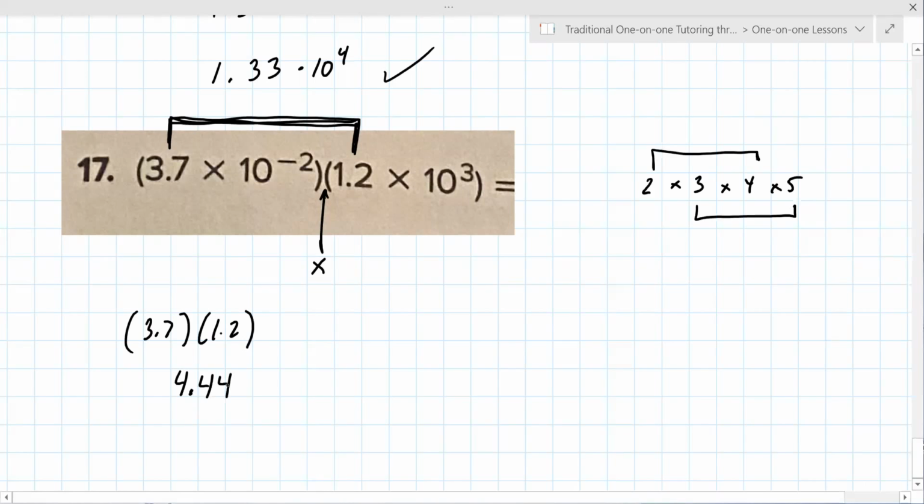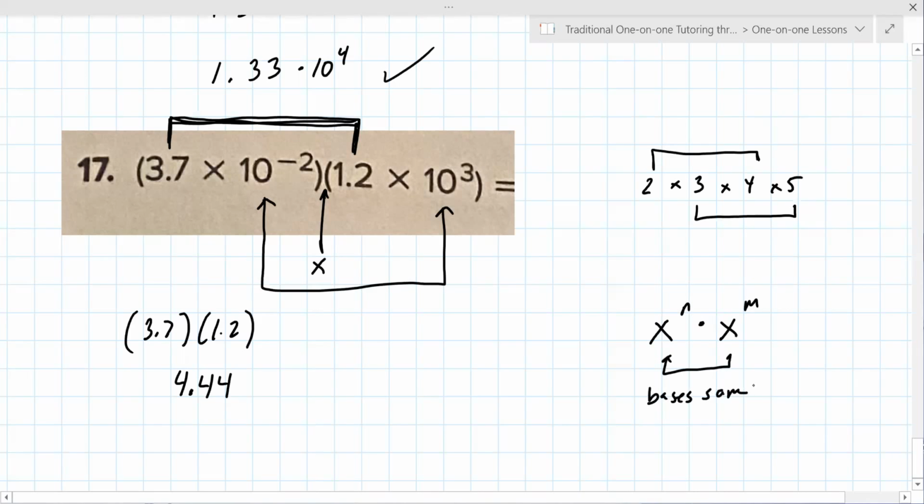I'm doing it on my computer. Okay, well, it's 4.44. Good. Now these here, this is the harder part. So you have 10 to the minus 2 and 10 to the 3. So we learned about some rules last time. We talked about if you have x to the n times x to the m. And what this means is that the bases are the same. When the bases are the same, you add the exponents.